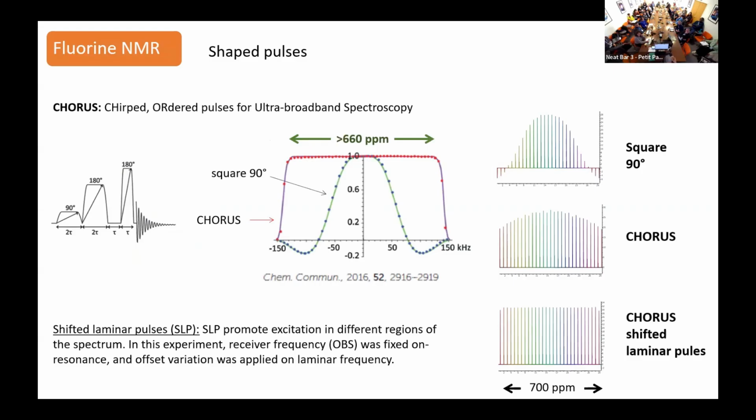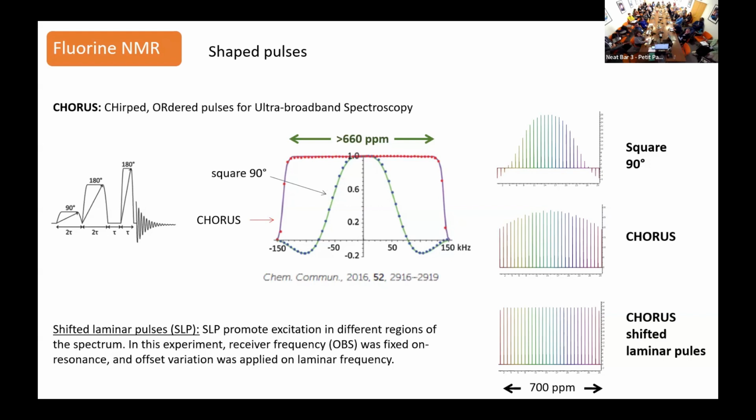So they got a much flatter excitation profile using this Chorus sequence compared to the square pulse. So we did this here, and we got this one in the middle. It was much better than the square pulse, but at the same time was not the same as we found in the paper. Then we talked to the technicians from Yao, and they suggested using these shifted laminar pulses.